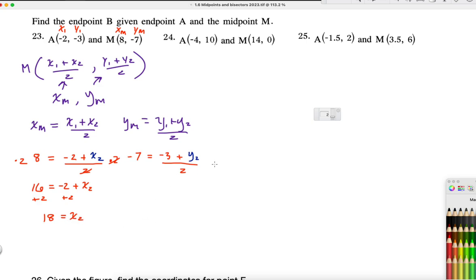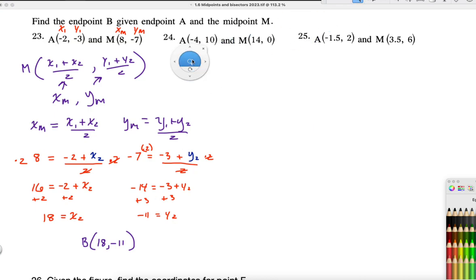On this side, I'm going to multiply 2 to both sides. That cancels the divide 2 here. And I get negative 7 times 2 is negative 14 equals negative 3 plus y2. Add 3 to both sides. Negative 11 is my y2. So my B coordinate is going to be 18, comma, negative 11. Okay?